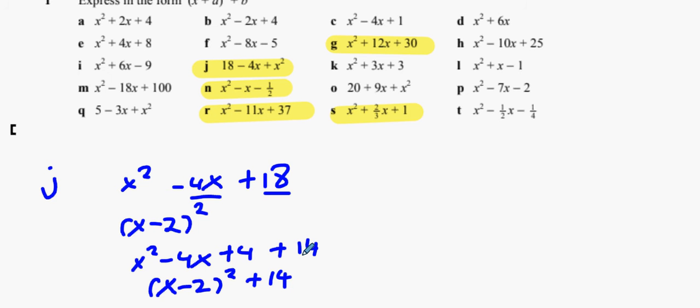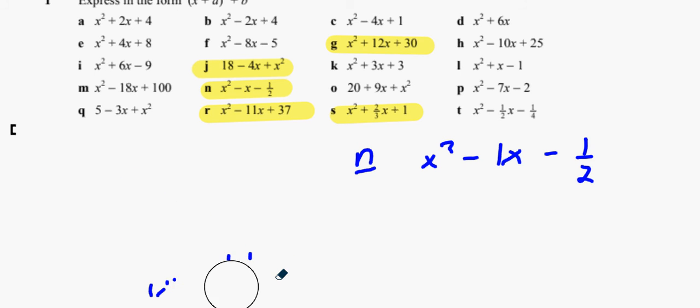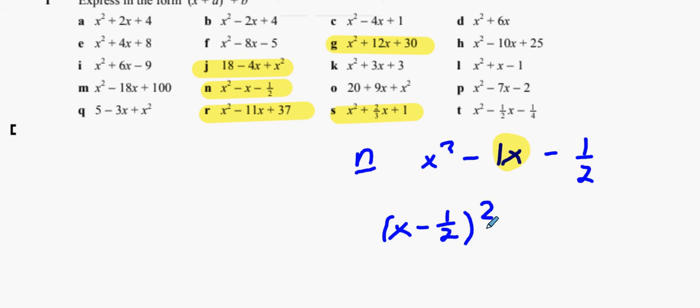Now, where things get difficult is when there's odd numbers in the middle and when there's fractions. Okay, things start to get a bit more awkward then. Evan, what did you do for n? Which is x squared minus 1x minus a half. Yep, so Evan did exactly the same procedure. He targeted the middle part and he halved it. Okay, so what do we get here then? X minus a half squared. Everybody cool with that? Then what?